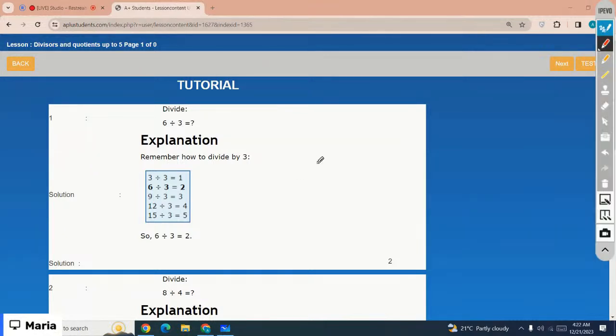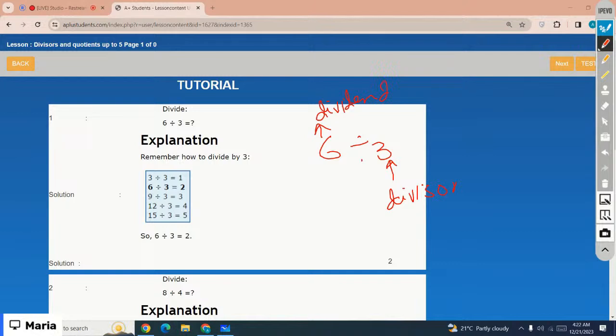You have 6 divided by 3. This is the divisor, right? And this is the dividend. How do we divide? You need to count the table of 3 until you get the answer 6. So 3 times 1 is 3 and 3 times 2 is 6, right?